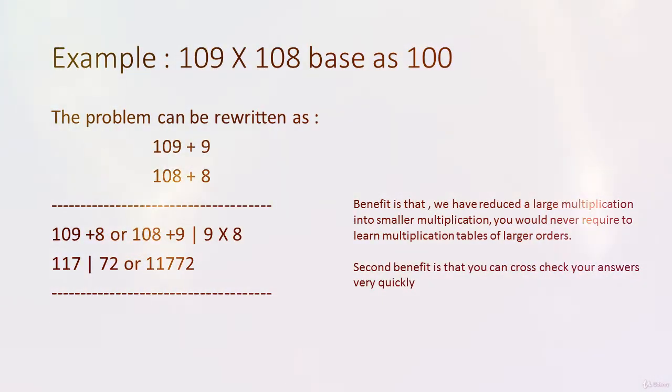What if the base is 100? If the base is 100, the right hand side portion of the answer can have 2 digits. And if the base is 1000, the right hand side portion of the answer can have 3 digits.